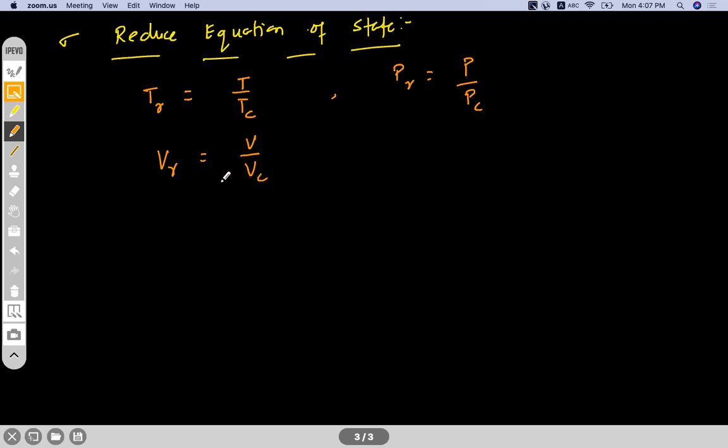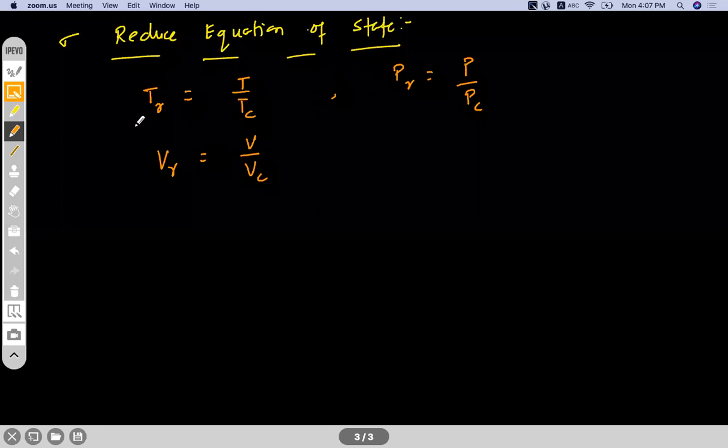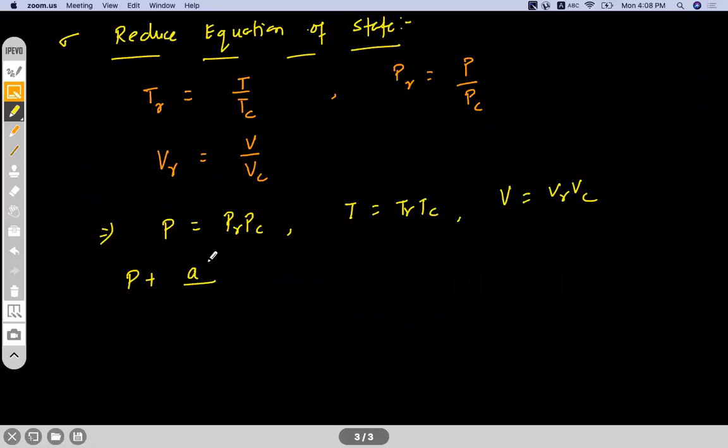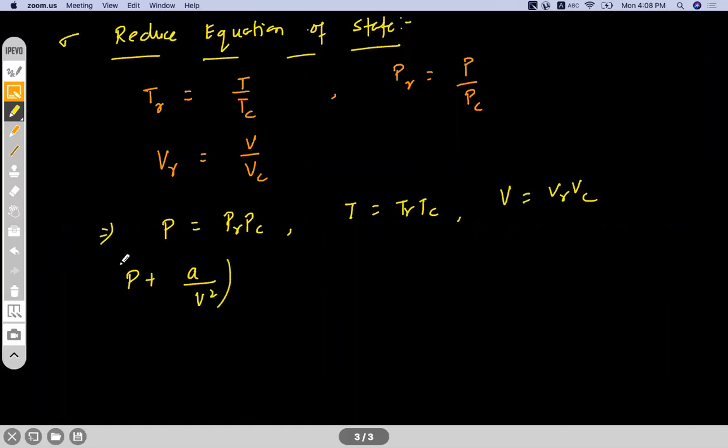So with all these formulas, we get three relations. Pressure is equal to PR into PC, temperature is equal to TR into TC, and volume is equal to VR into VC. Now if you substitute all these terms in the van der Waals equation, which is P plus a by V square into V minus b, taking one mole, is equal to RT, you'll get the reduced equation of state. You don't need to do it step by step, just copy down the final expression.